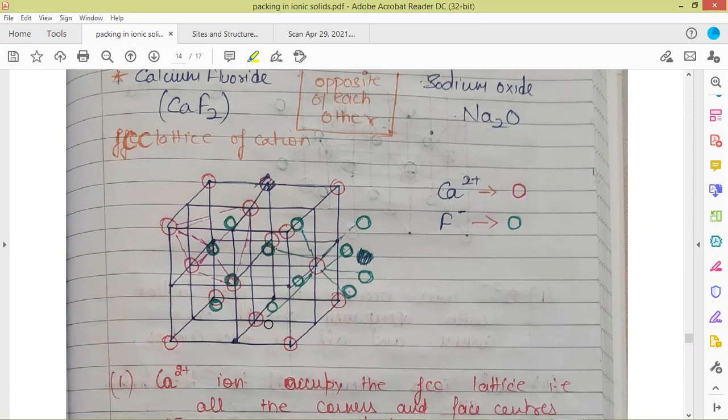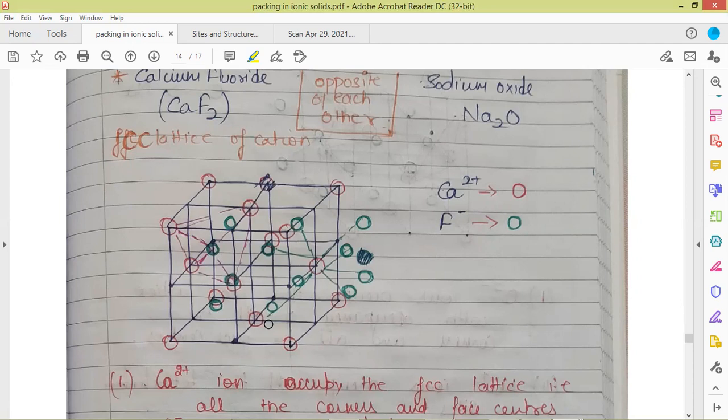Which type of sites are going to be occupied by the fluoride ions is decided by their number. Here the number is double. So if calcium ions are occupying the FCC lattice, that means 4 calcium ions are there per unit cell, and 8 fluoride ions are there.